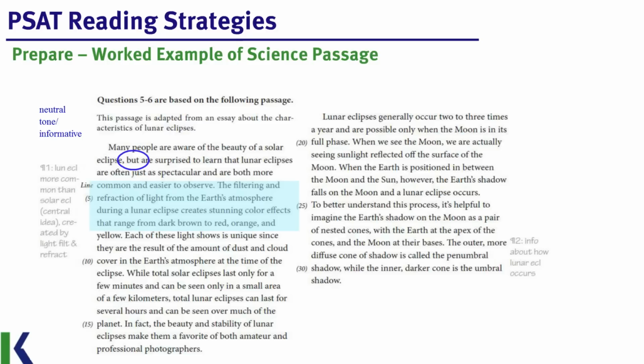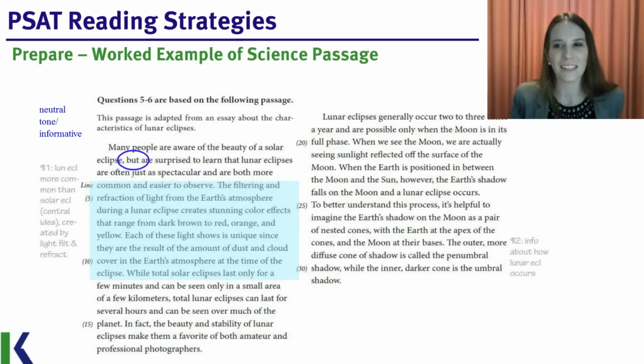Let's move down to this next section of our passage. Now, we've got a lot of details here. I don't want to know all these details. I just want to know, what are all these details about? What do they have in common? Filtering, reflection of light, color effects, light shows, dust and clouds. What do all these have in common?